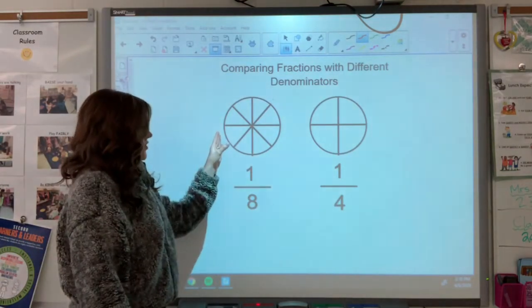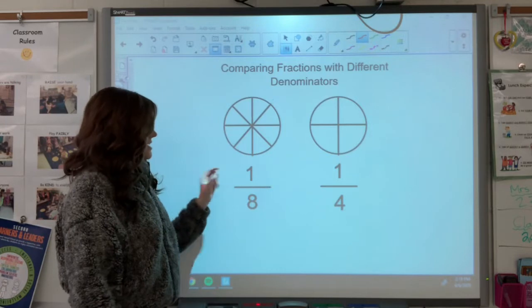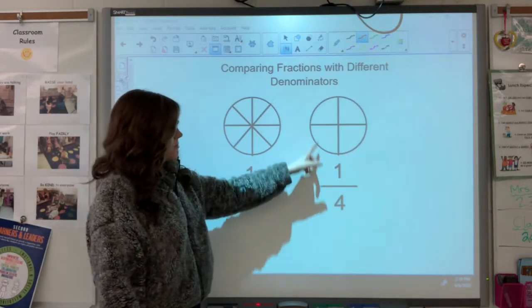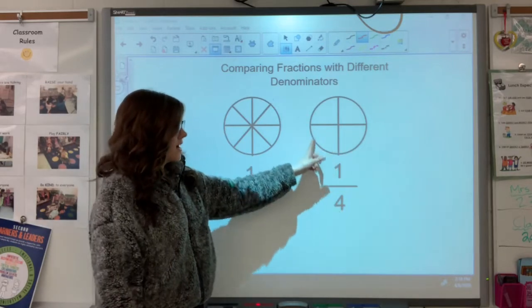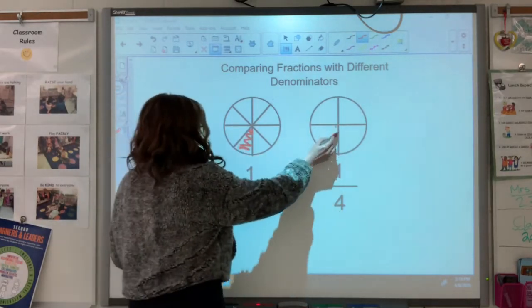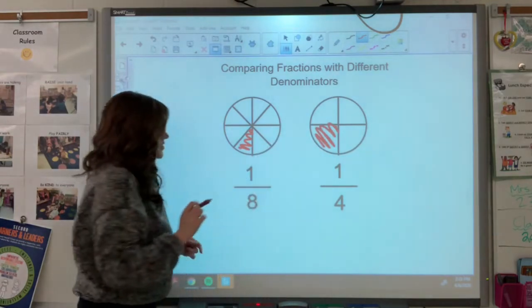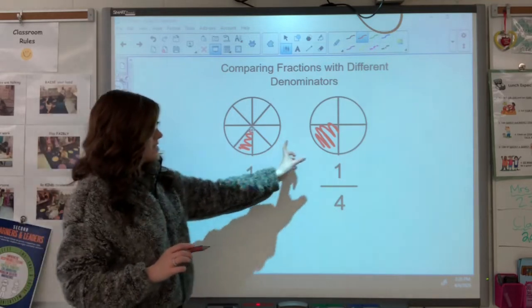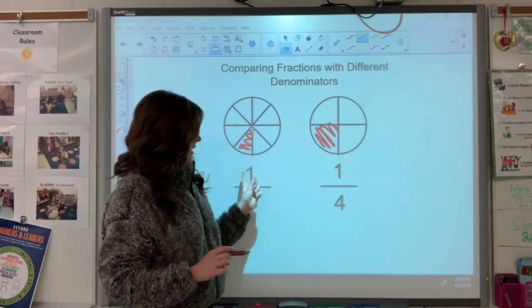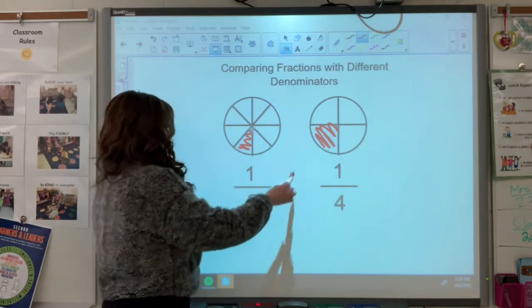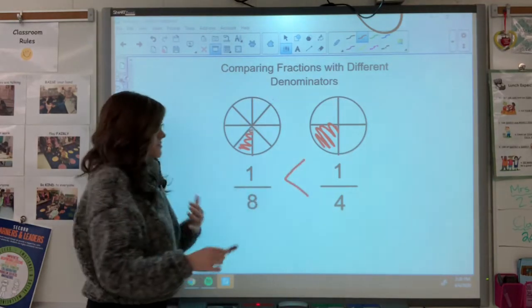So this first circle here is cut into eighths. You can see that these pieces are way smaller than the pieces from the circle that's cut into fourths. So I'm gonna go ahead and color these in to show 1/8 and 1/4. You can see now very clearly that the eighths are way smaller than the fourths. So we cannot rely on just the numerators alone. Looking at these, I can see that 1/4 is bigger.